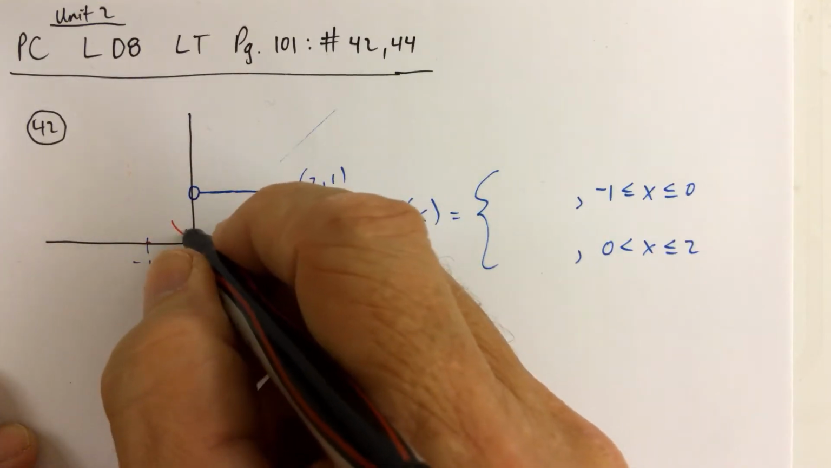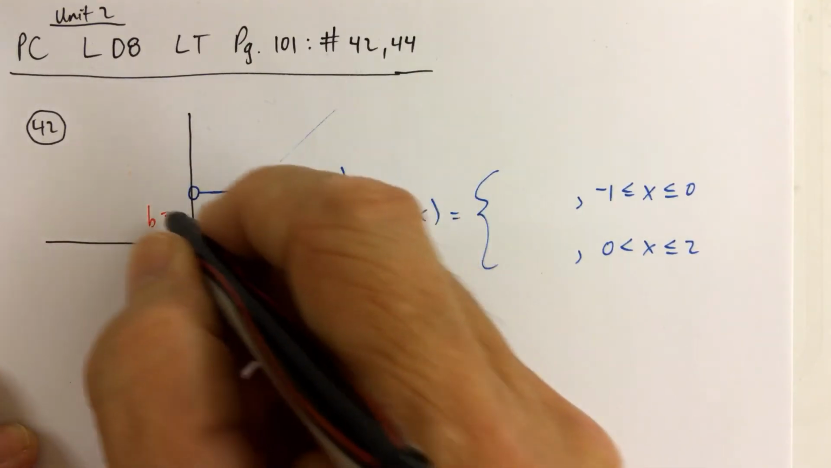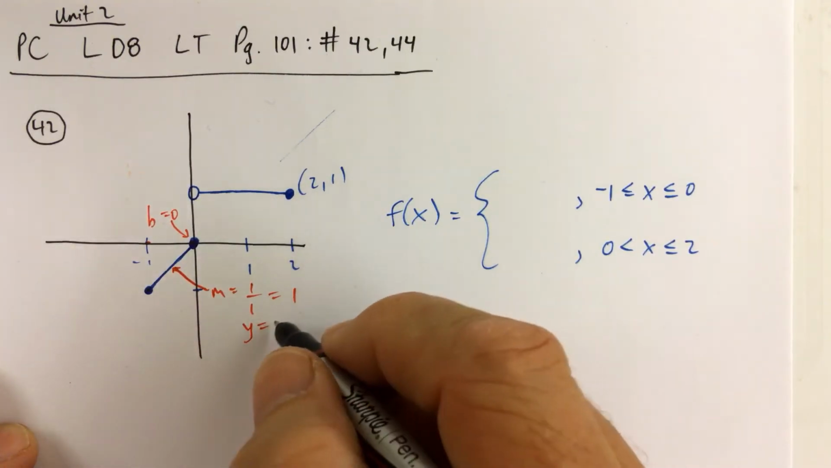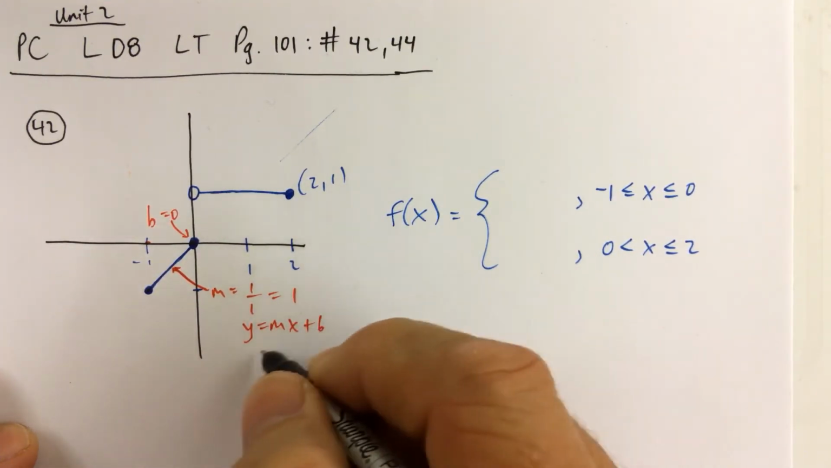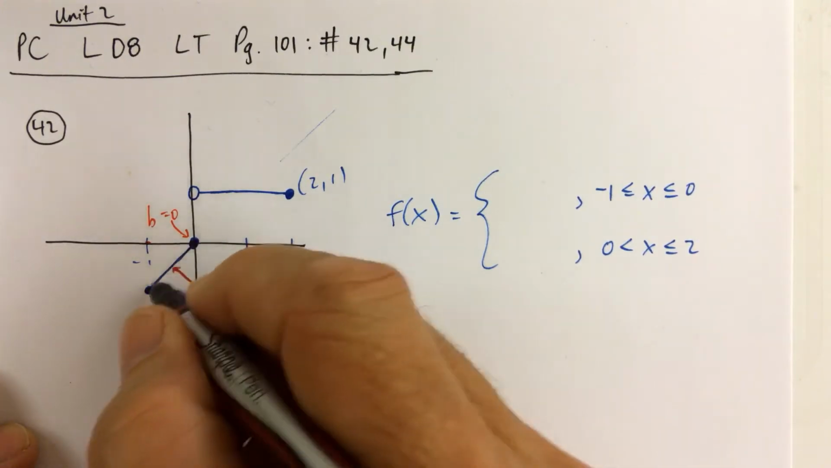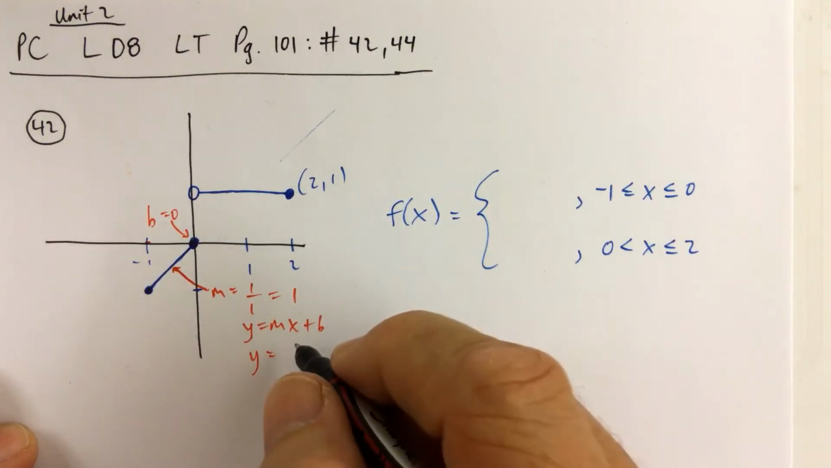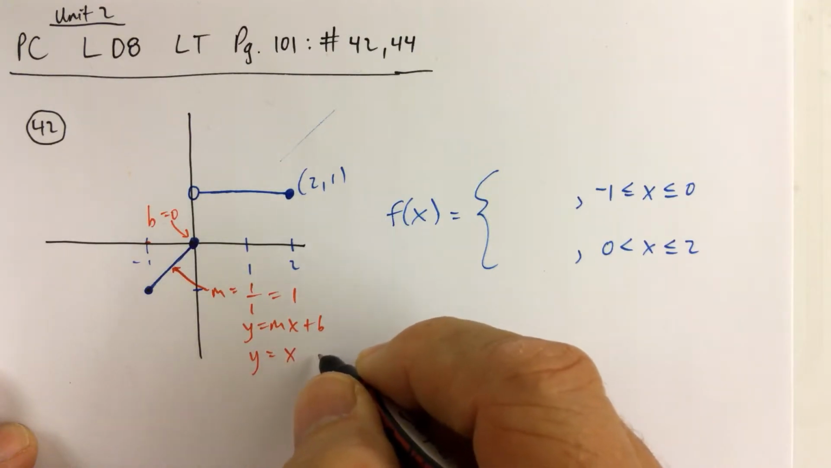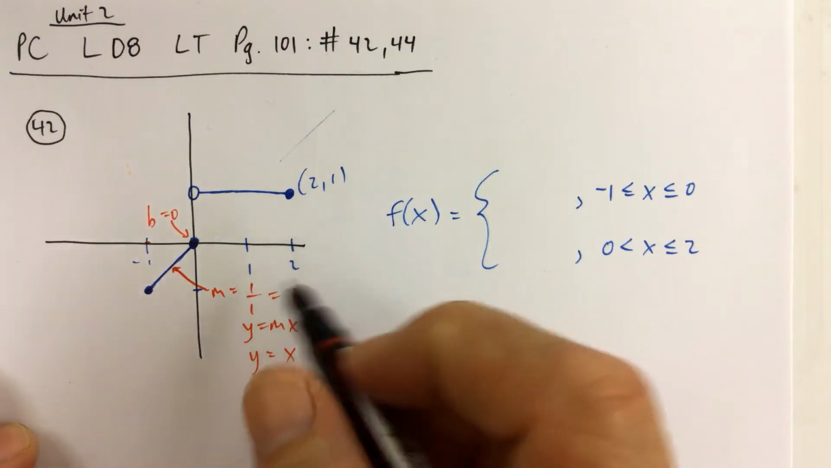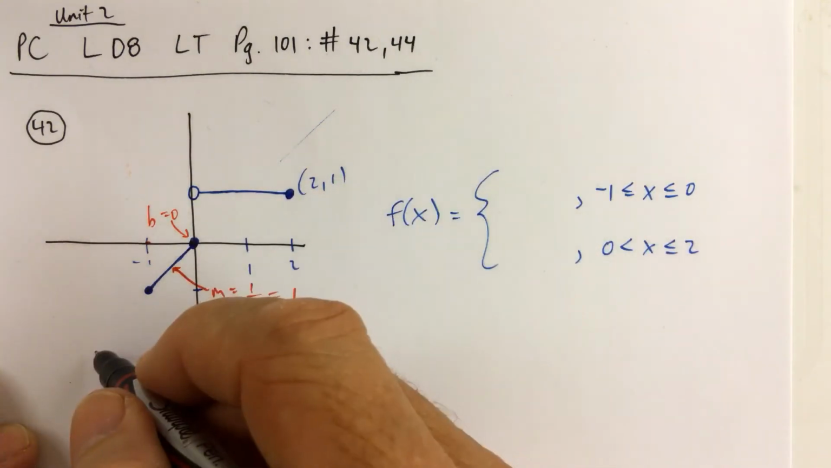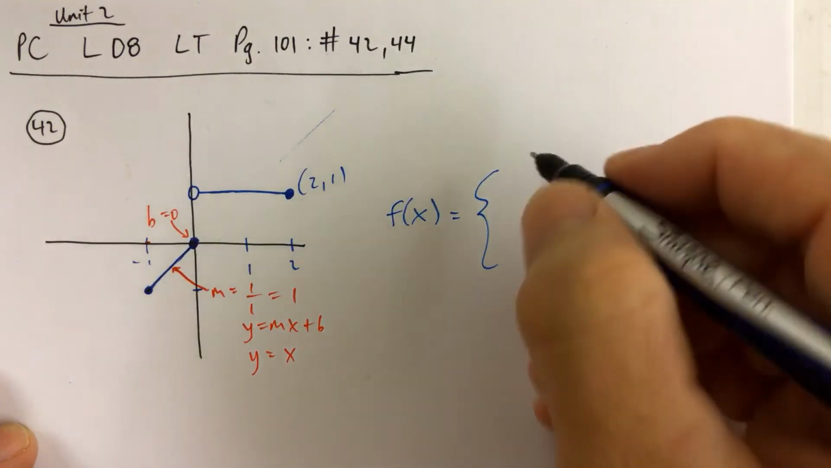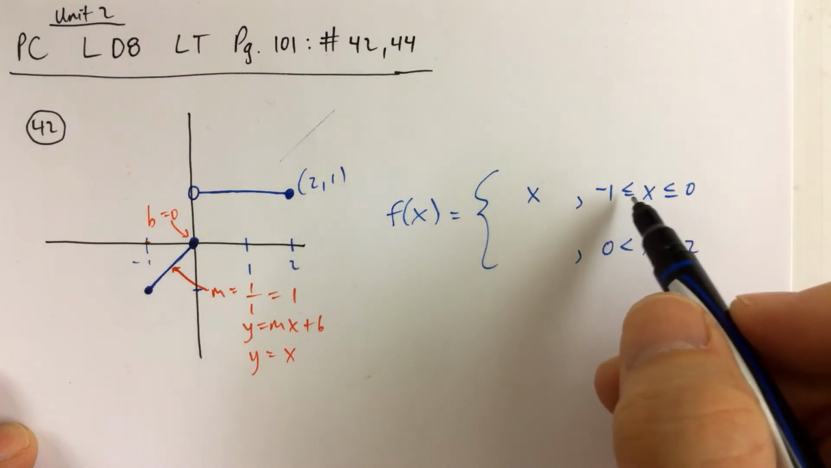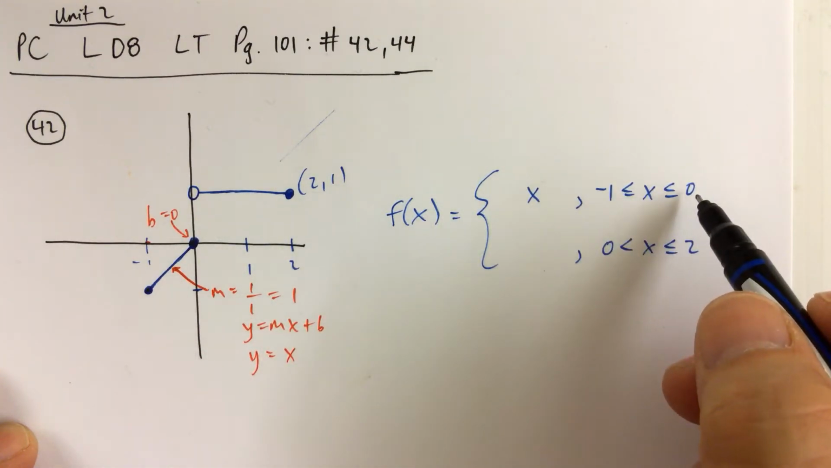Then we identify the y-intercept. The y-intercept is 0. So we know that an equation of a line in mx plus b form, the equation of this line, if it were to go on forever, would be y equals 1, which is the slope, times x, plus 0, so just y equals x. Since the equation of this line is y equals x, we would put an x right here because the line y equals x is defined between -1 and 0. So that's all you do.